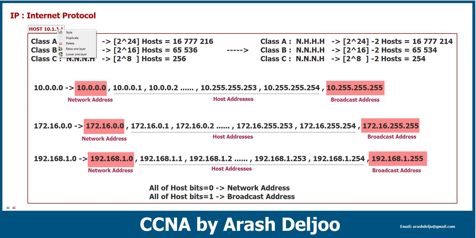In class B, as you know, we have 2 octets as the network octets and 2 octets as the host octets. This means that 16 bits are network bits and 16 bits are host bits. After that, in class C, we have 3 octets as the network octets and only 1 octet for the host octet. This means that we have 24 bits for the network part and 8 bits for the host part. Now, let me talk about new information about these features.